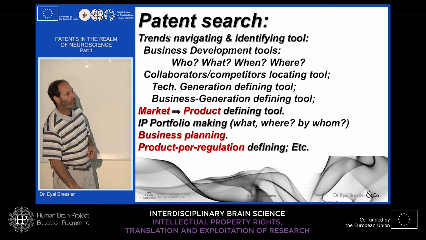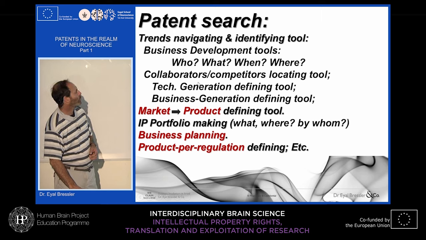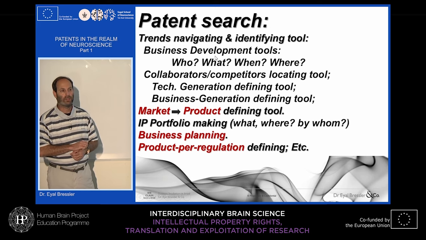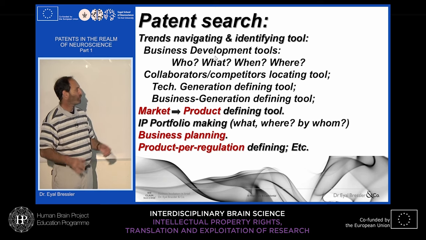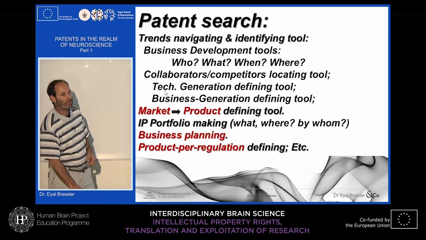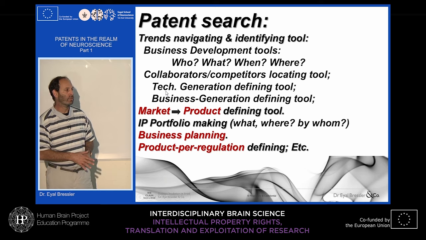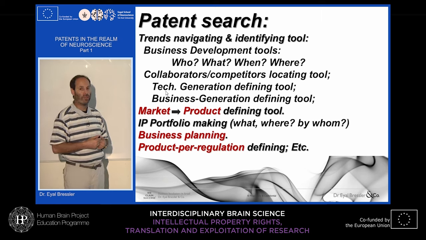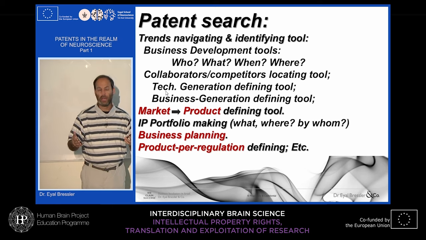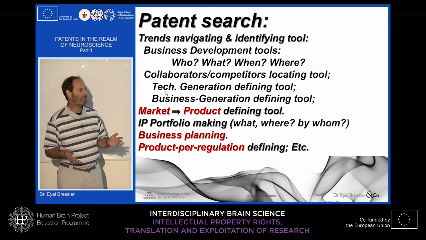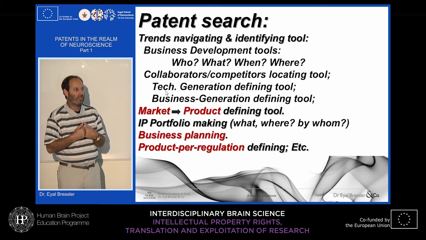So if you're doing a search, you can understand the trends, who is filing what, when, where, etc. So you can have a very good business plan targeting the correct territory and niche. You can identify collaborators or competitors. Anyone who combines efforts with you is a collaborator, and others are competitors. The same company can be either a competitor or a collaborator. It's just the naming. If they're collaborating with you, they're collaborators.